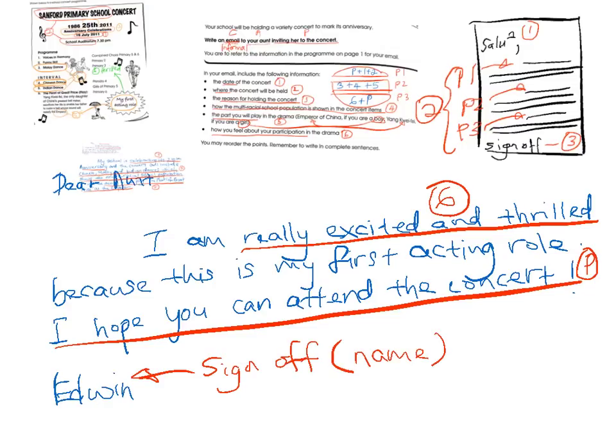Right, so there you have it. This is how you write a situational writing piece step by step. And all of this should take you less than 15 minutes, which is shorter than the duration of this clip.